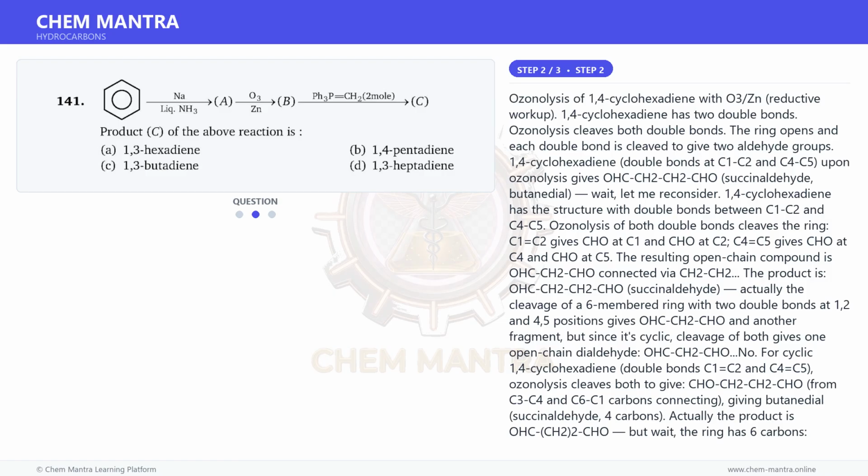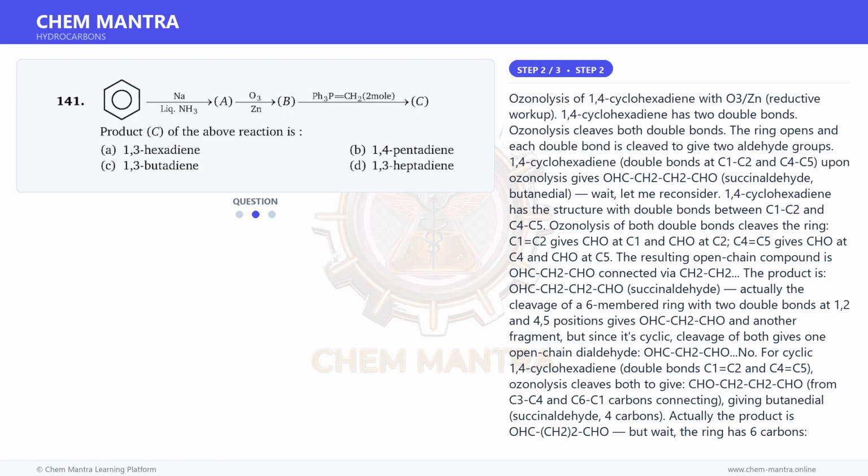OHC-CH2-CHO, but wait, the ring has 6 carbons, C1=C2, C3, C4=C5, C6, C1. Cleavage of C1=C2 and C4=C5 gives OHC-C3H2-CHO, malonaldehyde portion, and OHC-C6H2-CHO, another malonaldehyde. No, since it's cyclic, both cleavages on the same ring give one open chain compound, OHC-CH2-CHO plus OHC-CH2-CHO. No. The ring opens to give a single chain, OHC-CH2-CHO-CH2-CHO.